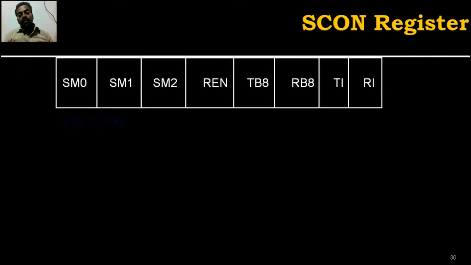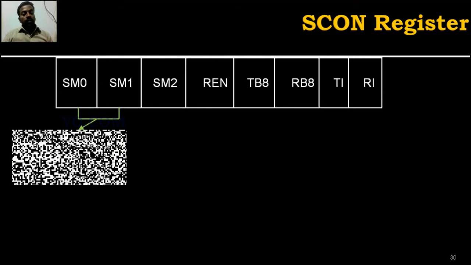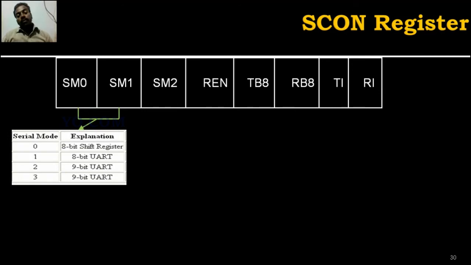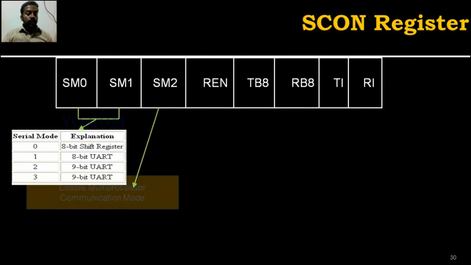Next one is the SCON register, that is the serial control register. The serial control register is 8-bit. So we will see one by one what the uses of each bit are. First, SM0 and SM1 are used for serial mode. We have 4 serial modes, indicated by SM0, SM1. Mode 0 is an 8-bit shift register, mode 1 is an 8-bit UART, mode 2 is a 9-bit UART, mode 3 is a 9-bit UART. Okay, these are the different modes.